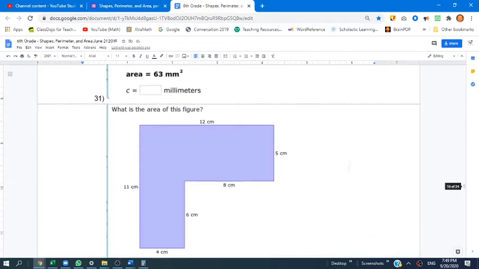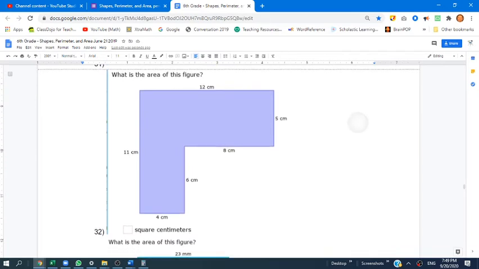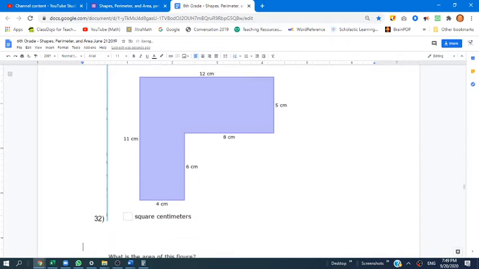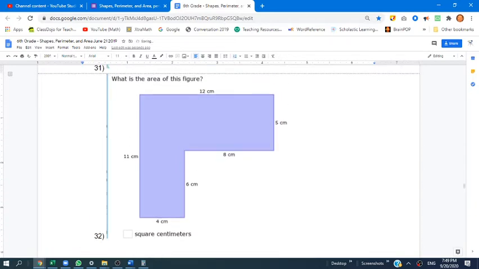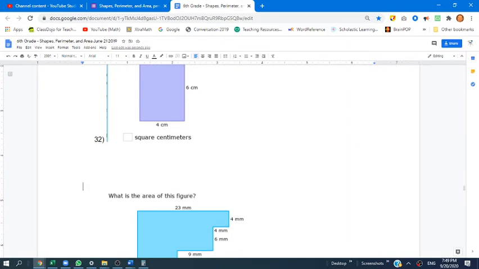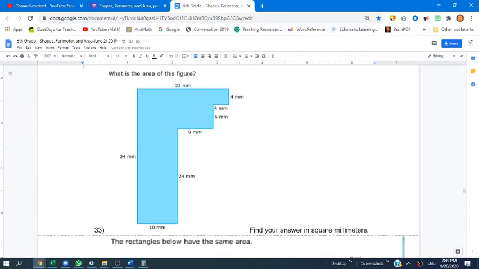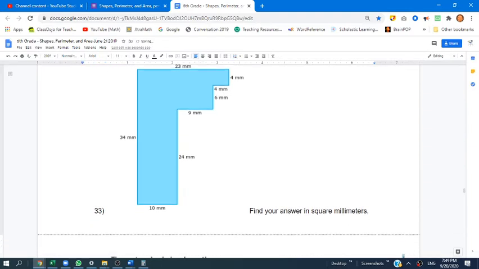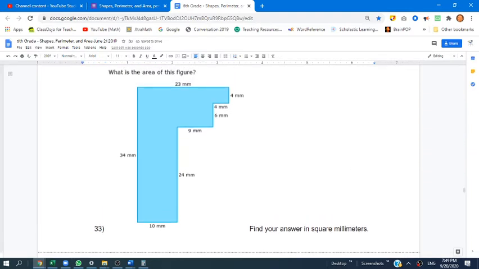Number 32. What is the area of this figure? Number 33. What is the area of this figure? Find your answer in square millimeters.